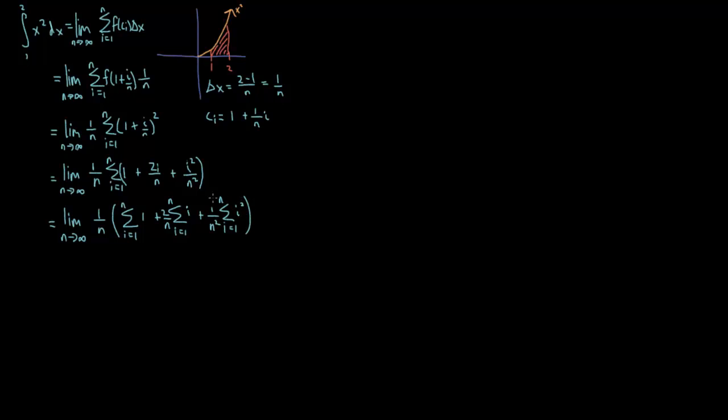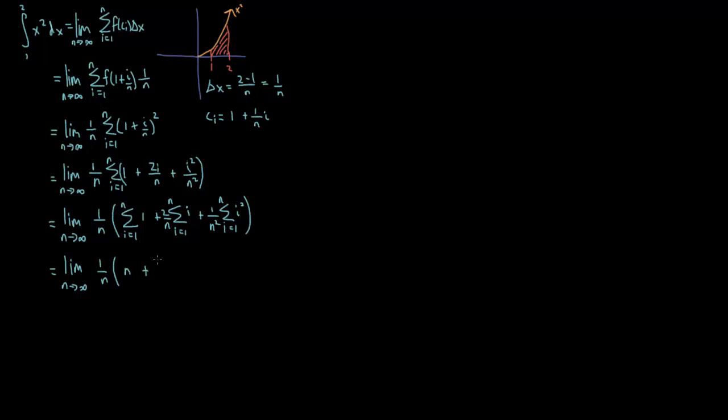So now we have 3 sums. Now, why did I do that? I did that because these are all things that we have memorized by this point. Limit as n goes to infinity. Now we still have that 1 over n out front. Now, what have we memorized that to be? The sum of a constant, in this case 1, from i equals 1 to n, is just n times that constant. So n.